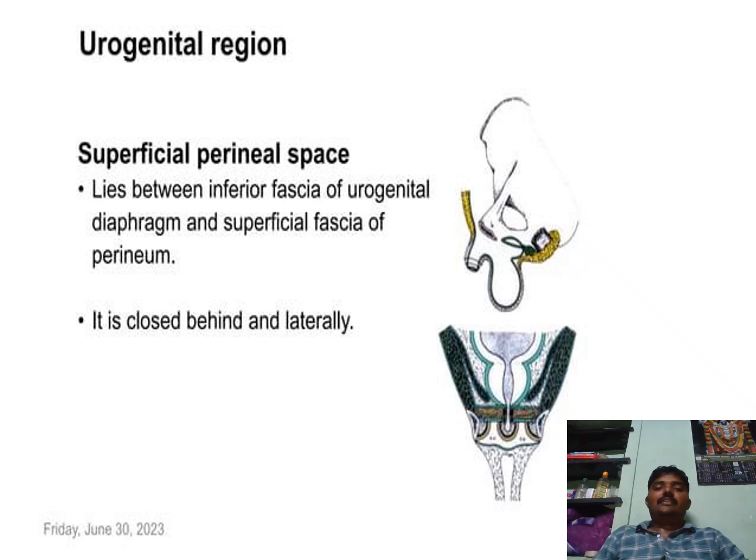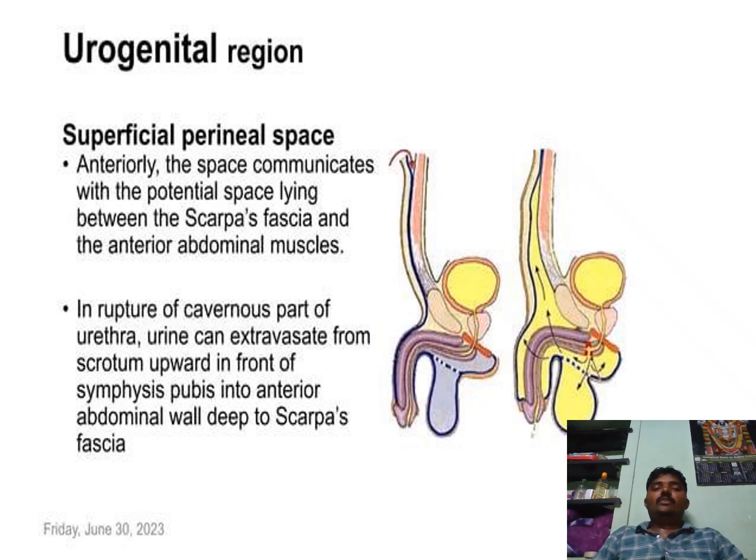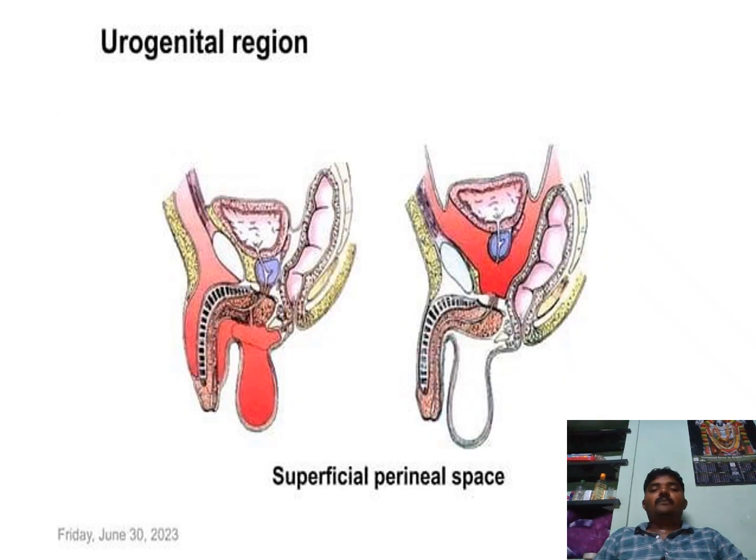In the urogenital region, the superficial perineal space lies between the inferior fascia of the urogenital diaphragm and the superficial fascia of the perineum. Anteriorly the space communicates with the potential space lying between Scarpa's fascia and the anterior abdominal muscles. In rupture of the cavernous part of the urethra, urine can extravasate from the scrotum upward in front of the pubic symphysis to the anterior abdomen, deep to Scarpa's fascia.